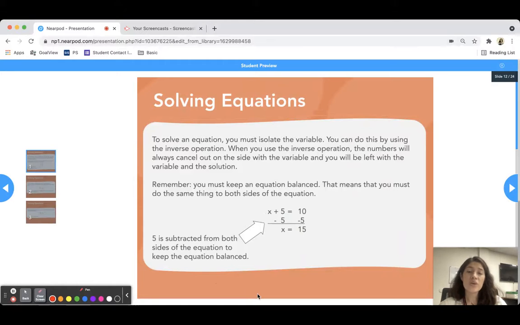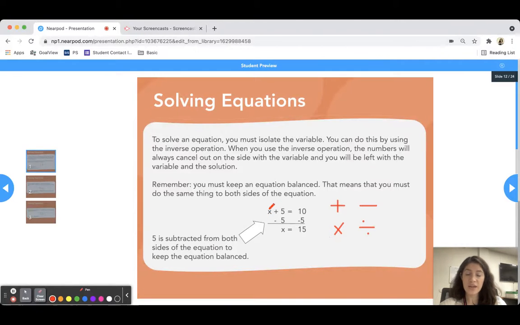Okay, guys, to solve an equation, you must isolate the variable. Isolate means that we want to keep it all by itself. You can do this by using an inverse operation. So remember, if we're adding, we're going to subtract as my inverse operation. If I'm subtracting, I will add. If I'm multiplying, I would divide. And if I'm dividing, I would multiply.